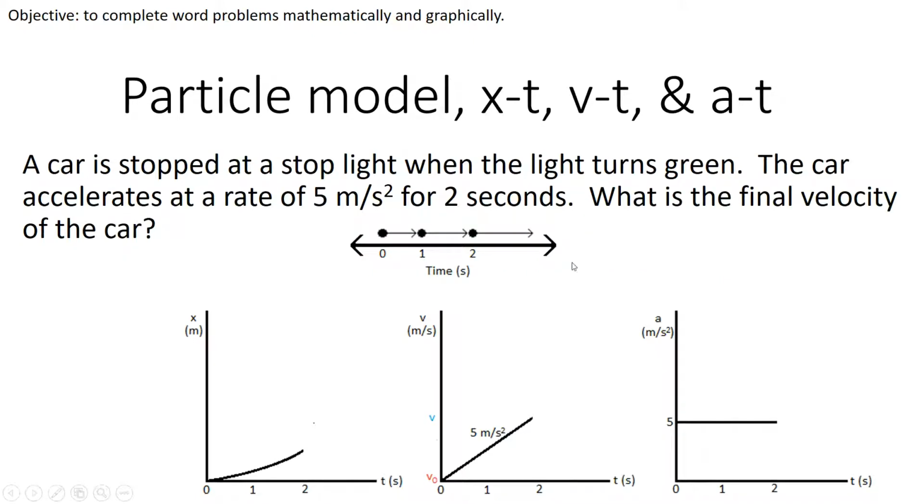So here's what I have. Here's my particle model, and as time goes on, the spacing gets further and further apart. For my position time graph, I got a curve. For my velocity time graph, I've got a linear graph that's 5 meters per second squared as my slope, and I've got an acceleration time graph of 5 meters per second squared for 2 seconds.